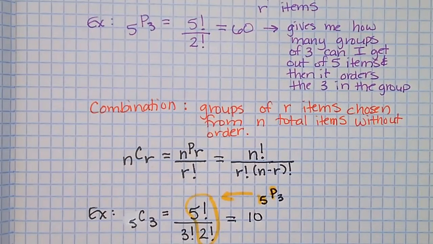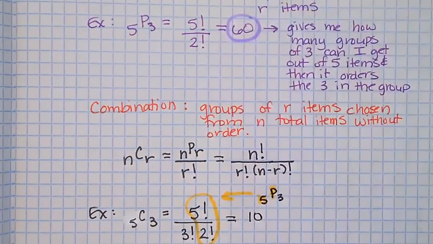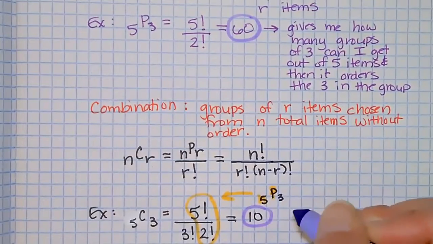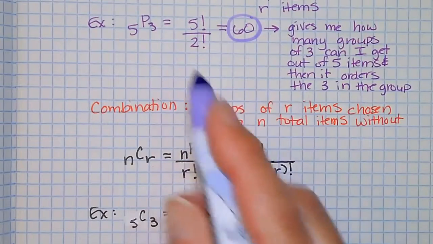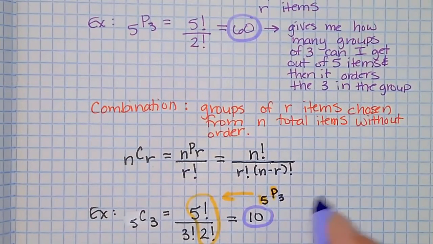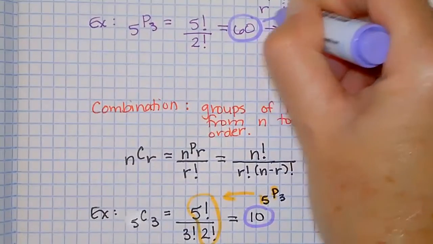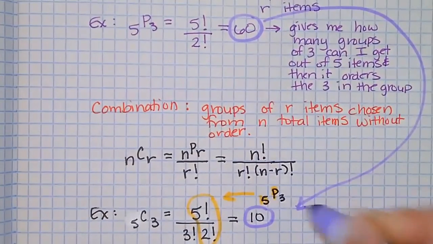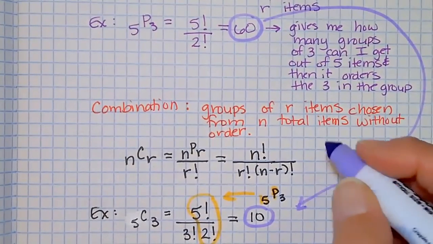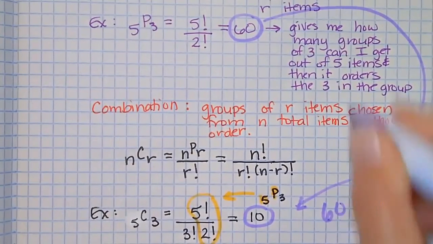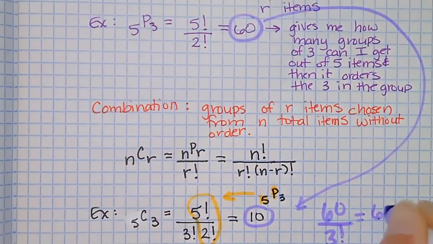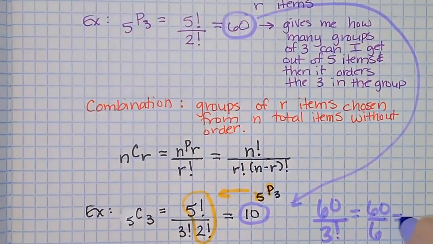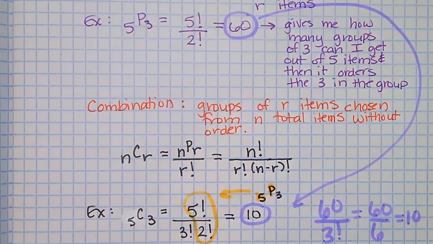So again, if you notice up here, I have 60. Down here, I have 10. This is the permutation with the same total and the same number of items I'm picking. Down here is the combination. And what you'll notice is I am really dividing out my 3 factorial. So again, this was 60 from up here divided by 3 factorial, and 3 factorial is really 6. And that's how I get my 10, just so you understand the relationship between a permutation and a combination.